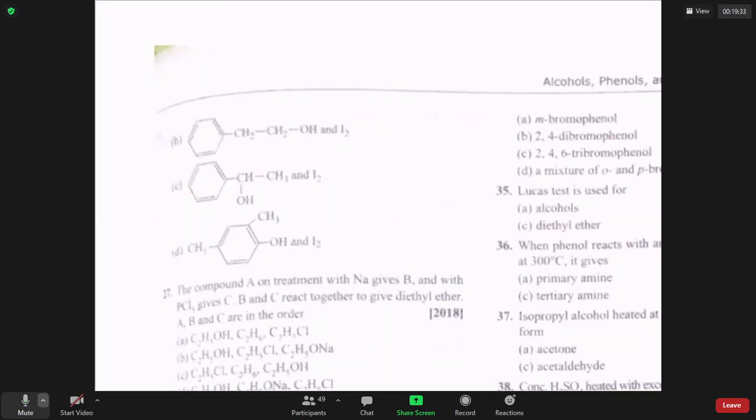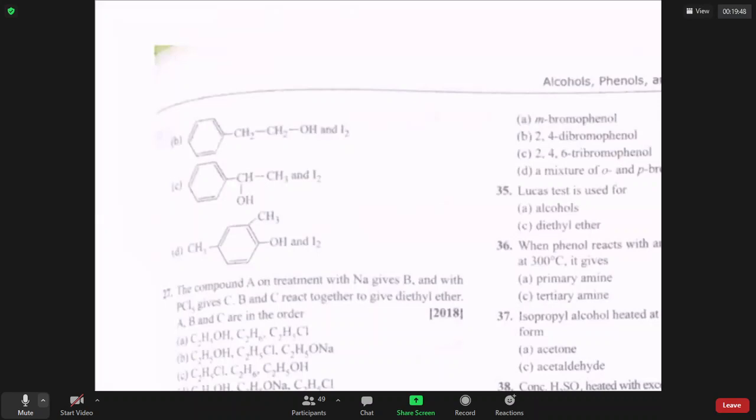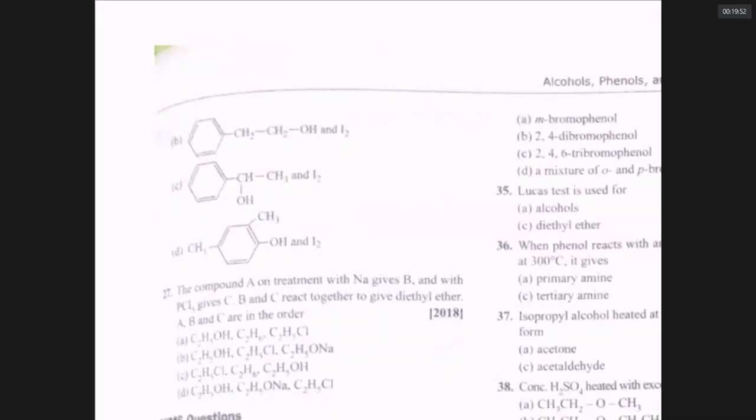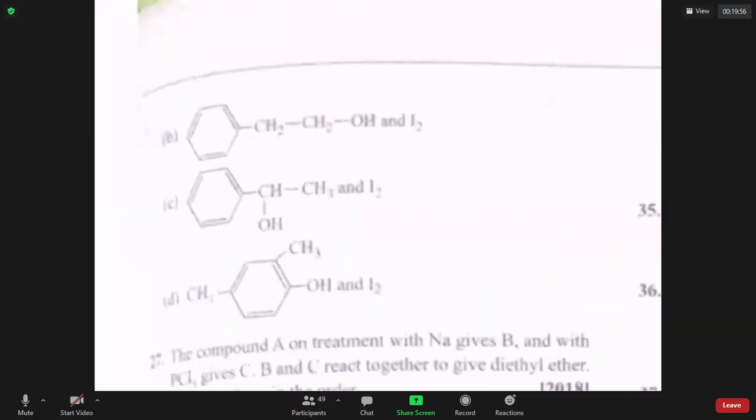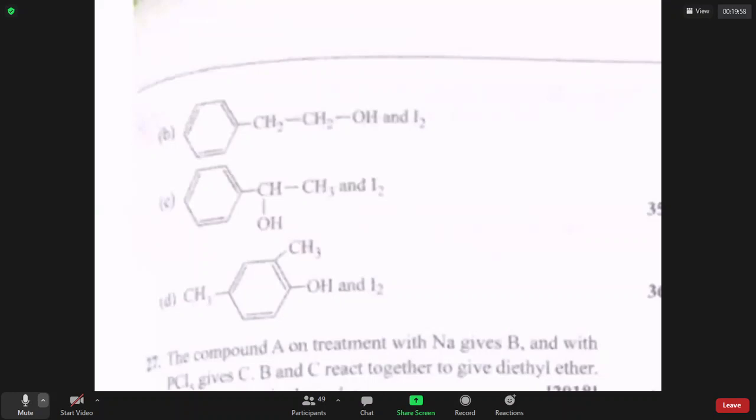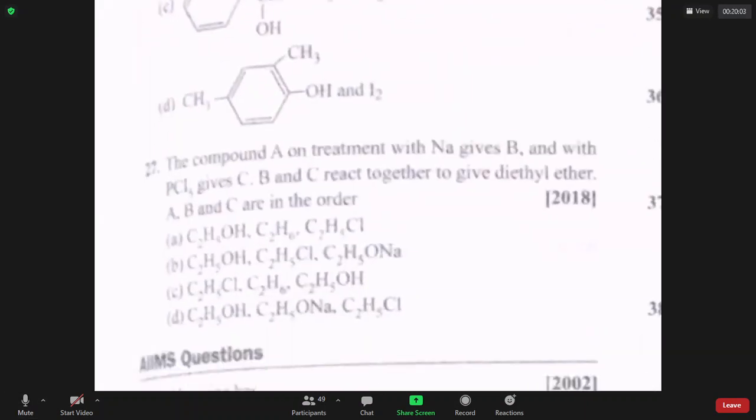So the summary is that whenever you react iodine and NaOH, you get NaOI. Anybody who reacts with NaOI to give a yellow crystalline precipitate is said to undergo the iodoform test. The iodoform test is given by alcohols, aldehydes, ketones which have 2 or more carbons and 3 alpha hydrogens. That condition is satisfied in the case of C here. That's very important.